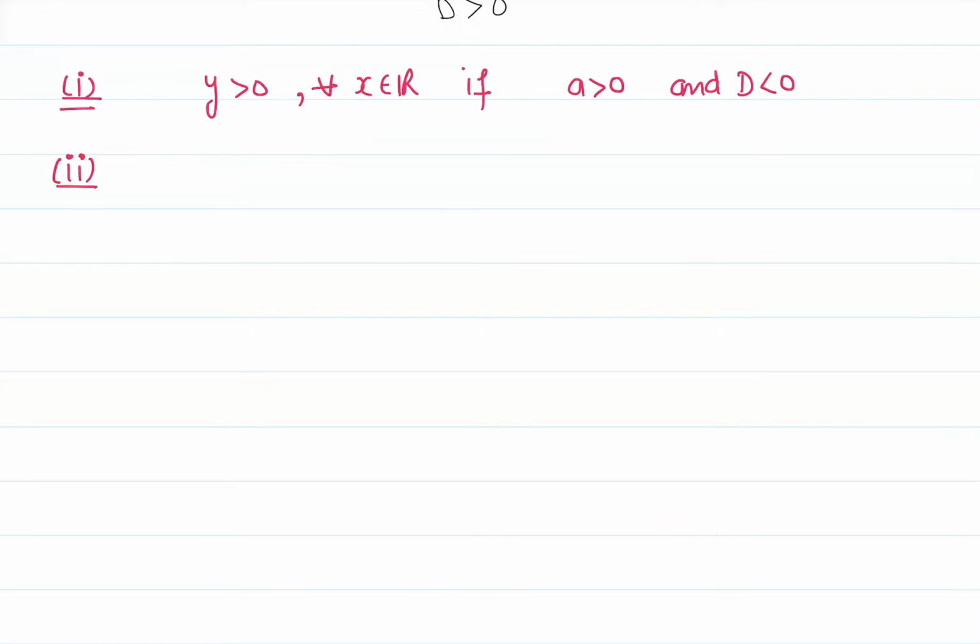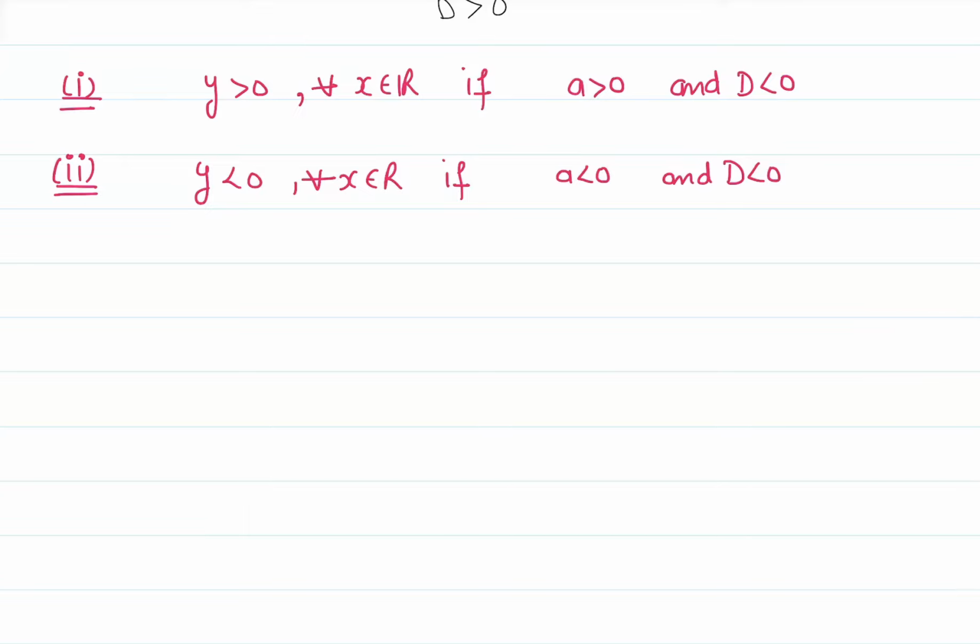Second, y is less than 0 for every x belongs to R if a is less than 0 and d is less than 0. These two are very important.